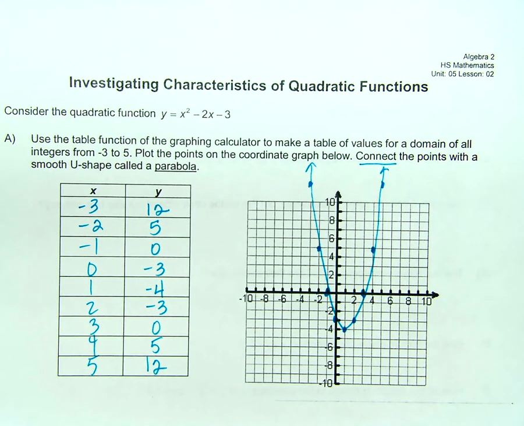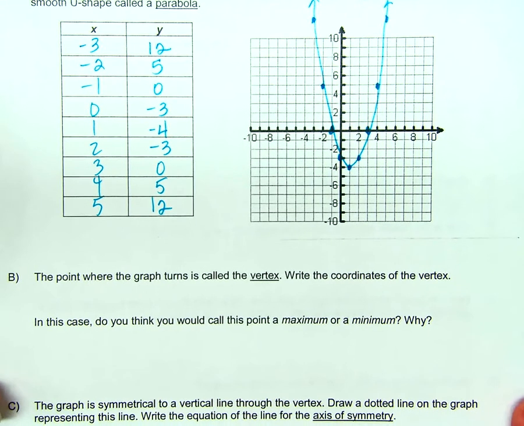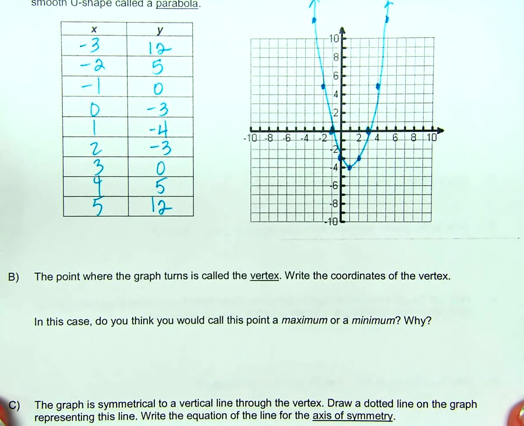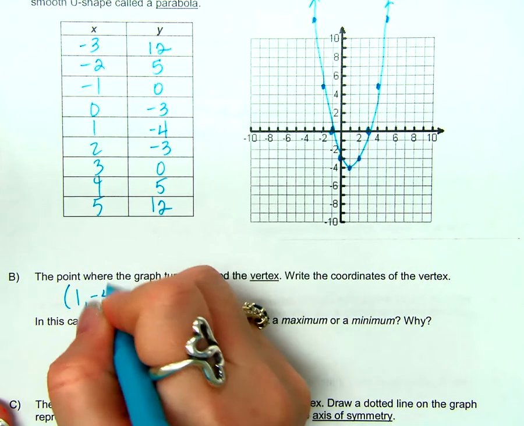The point where the graph turns is called the vertex. Write the coordinates of the vertex of this problem. 1, -4. Anybody agree with him? Tell me why you agree with him. It's where the parabola turns. Very good. Okay. 1, -4.